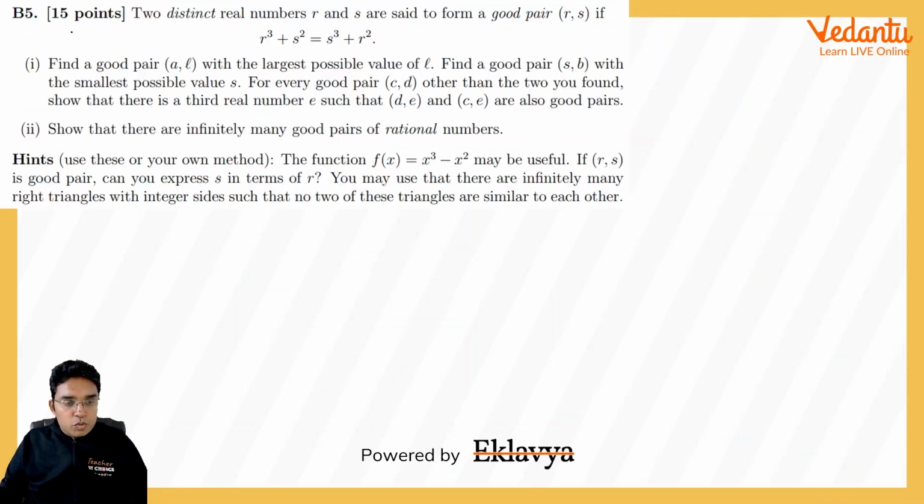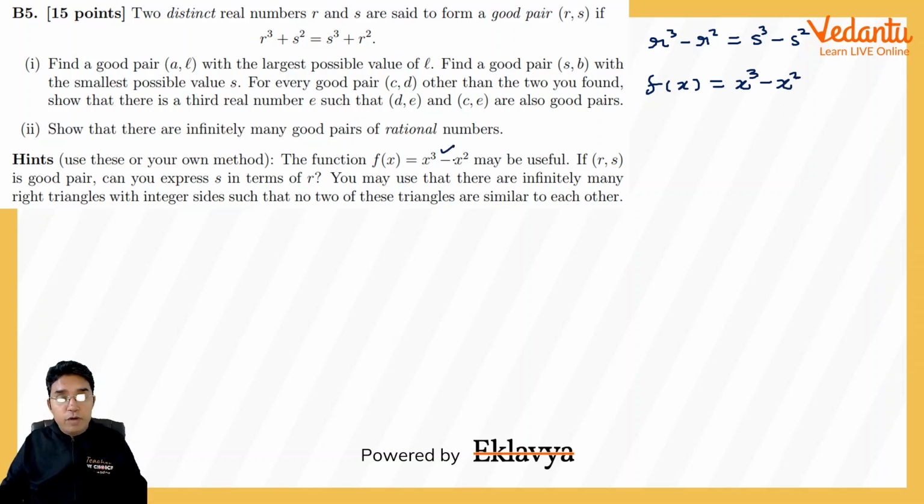Now coming to question number 5, it says two distinct real numbers r and s are said to form a good pair if r cube plus s square is equal to s cube plus r square. Now what should be the property of these r and s? Let us see. To do this, I'll write this as r cube minus r square is equal to s cube minus s square. So if we take a function f of x equal to x cube minus x square, which is given in the hint also.